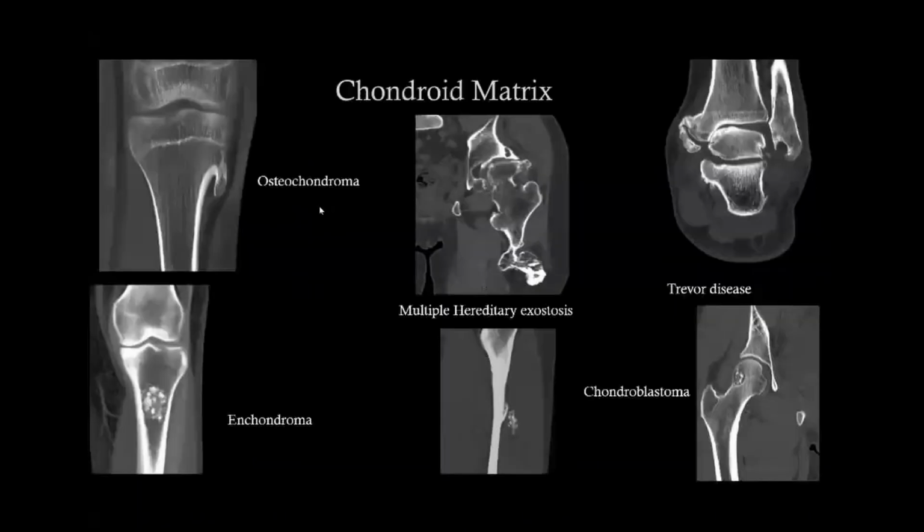This is an example for the chondroid matrix: osteochondroma, continuous with the medullary cavity. Here is enchondroma. We have multiple hereditary exostosis. It's very important for your exams. And we have this example, this parosteal, with this periosteal chondroma and this chondroblastoma in the epiphysis. And this is when that same idea, almost like the osteochondroma, but coming from the epiphysis. Okay.